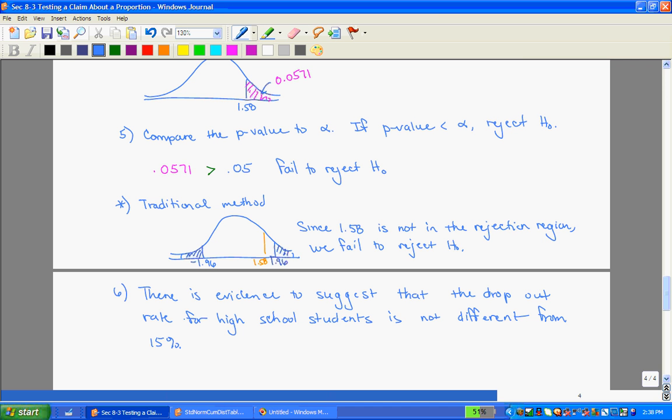So make sure you work on both methods. Traditional method, you're comparing the test value or test statistic to the critical value, whereas the p-value method, you're comparing the p-value, which comes from looking up the area on the test value, to alpha. So really in the p-value method, you don't need that critical value that we found in test 2, but for the sake of comparison, I found it here.